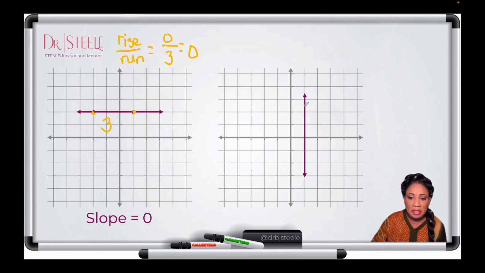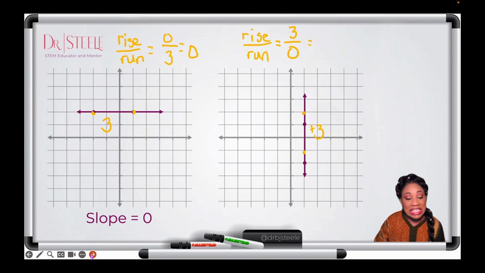Well, let's think about that also. So, again, let's choose a couple of points. We have rise over run. Now here I'm going up 1, 2, 3. So my rise is 3. But I'm not running, right? I'm just going up. So my run is 0. Now, what is a number divided by 0? It is undefined. So this slope is undefined.